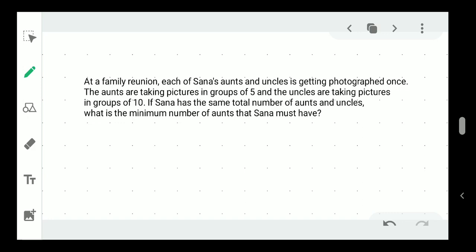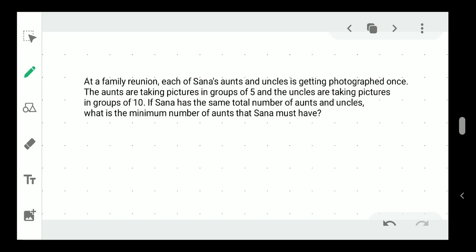The aunts are taking pictures in groups of 5, and the uncles are taking pictures in groups of 10. So let's say they are taking pictures in groups. They can have more groups also, like first group 5 aunts, second group another 5 aunts, next group another 5 aunts. It can happen, this is a possibility. And uncles are taking pictures in groups of 10 people. So in one group there are 10 people, in another group again 10 people can come, like that.